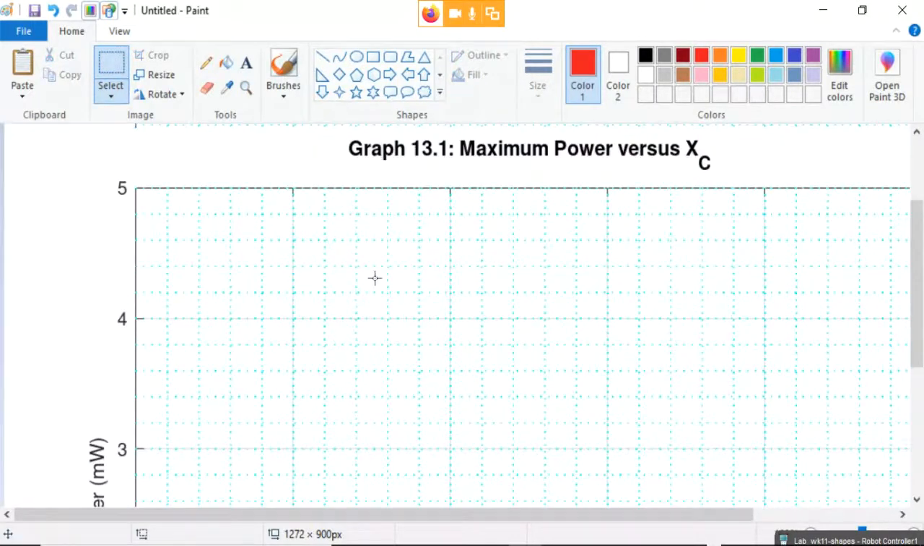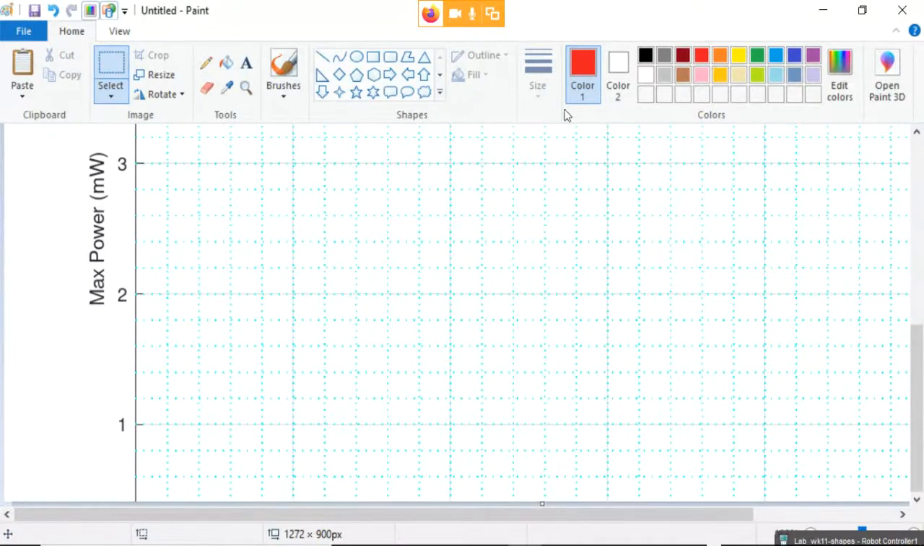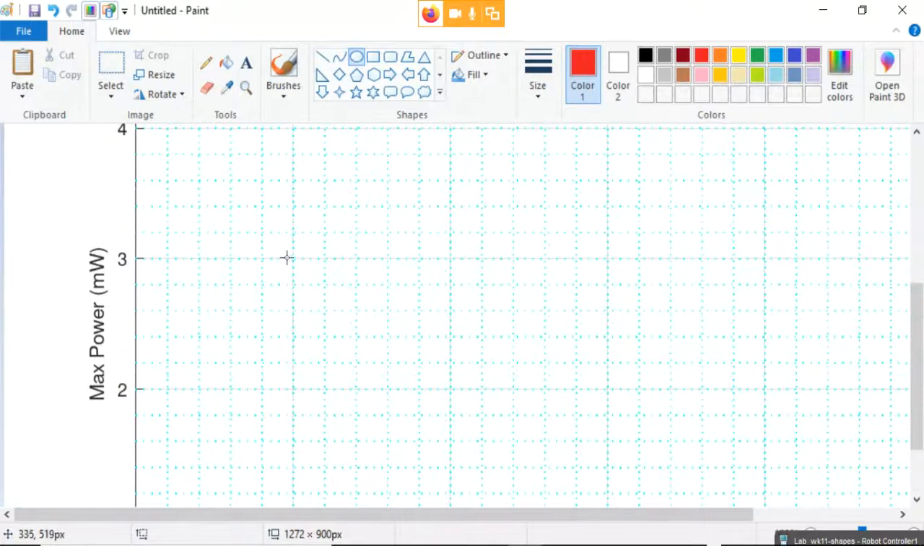it didn't take my dot. I need to draw it again. So I'm just going to come over here, grab this little circle, and draw this here.